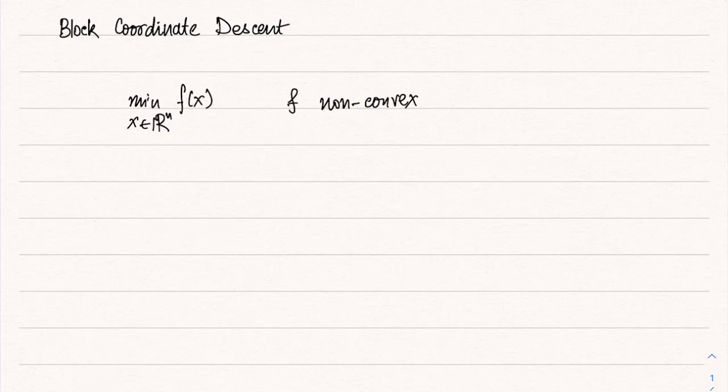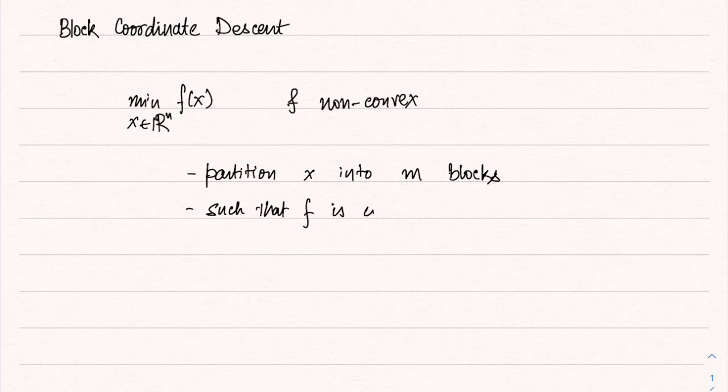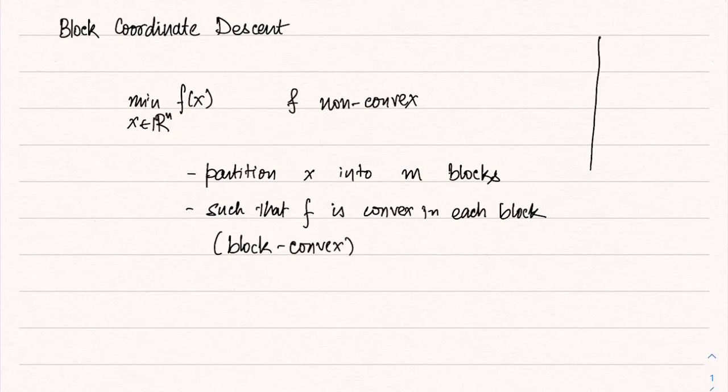So the idea here is that we partition x into, let's say, m blocks, right? So the x is partitioned into m blocks such that f, the function f, is convex in each block. So this is called a block convex function. It looks something like this.